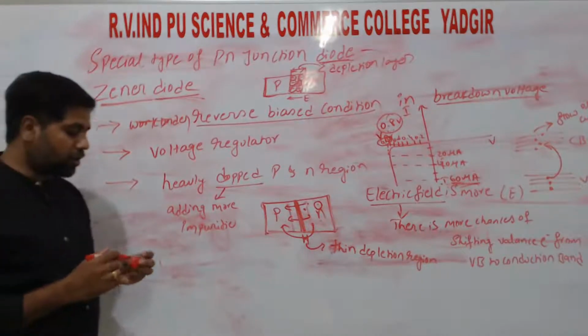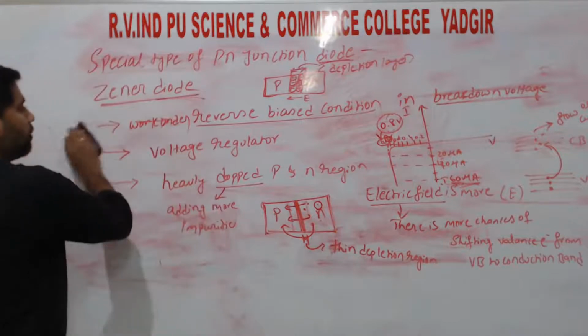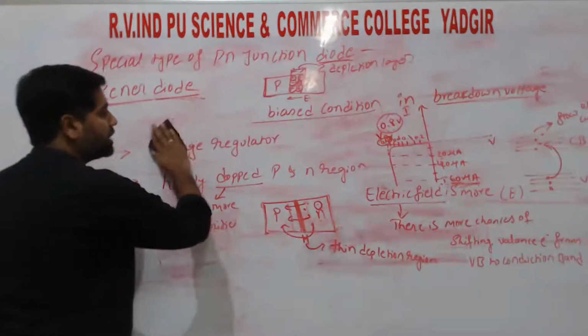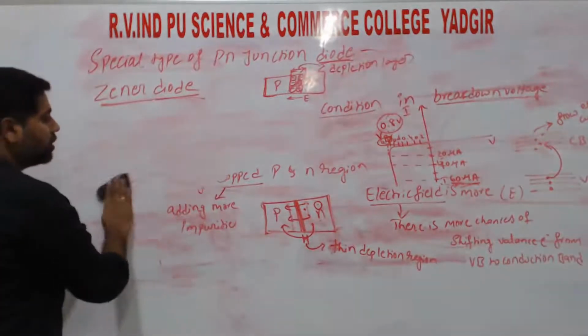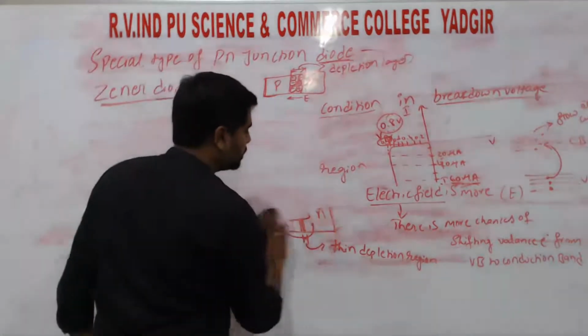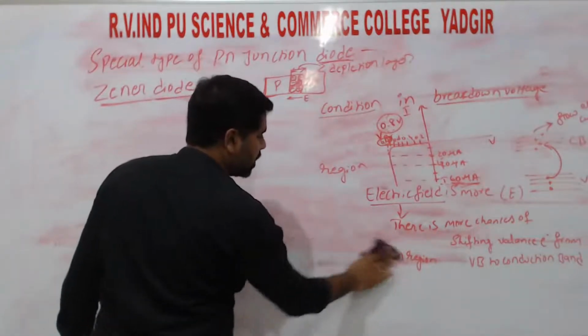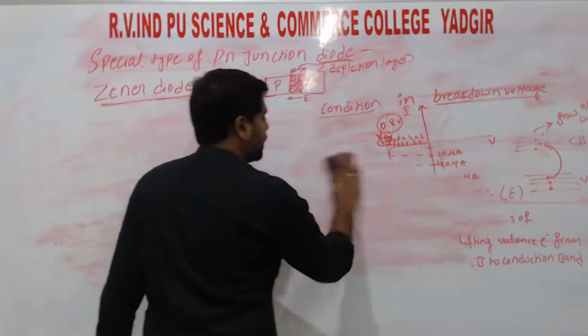So what is a Zener diode? A Zener diode is a special type of diode which works under the reverse biased condition, right? It is used in the voltage regulator. So the application of the Zener diode is the voltage regulator, right?